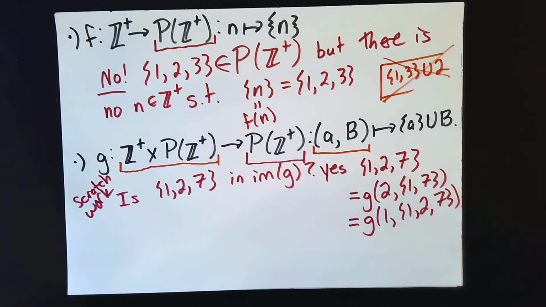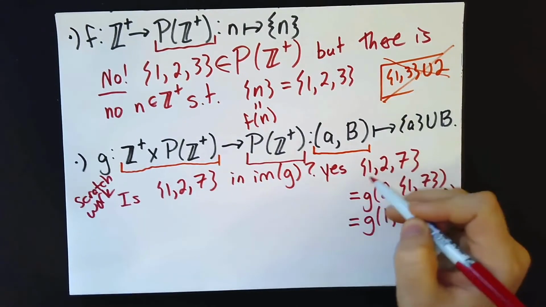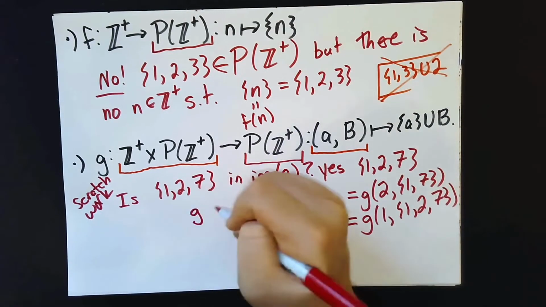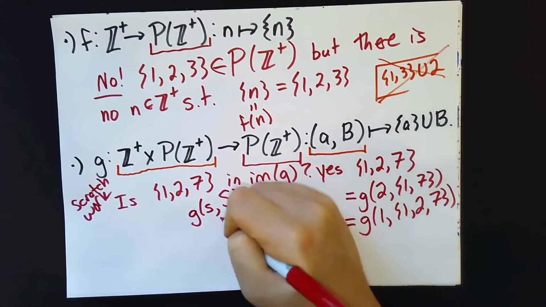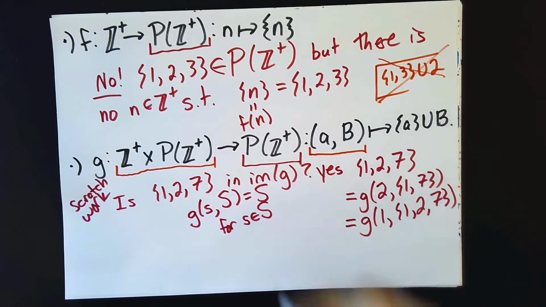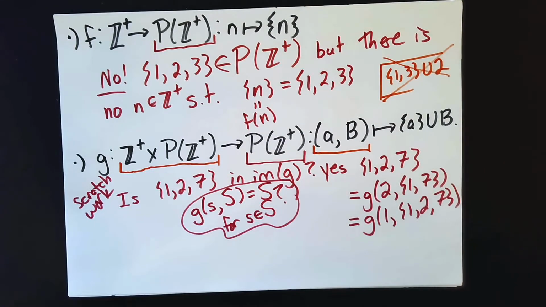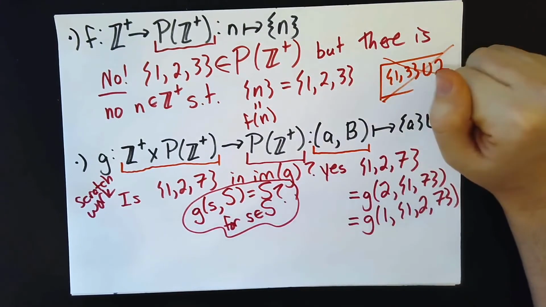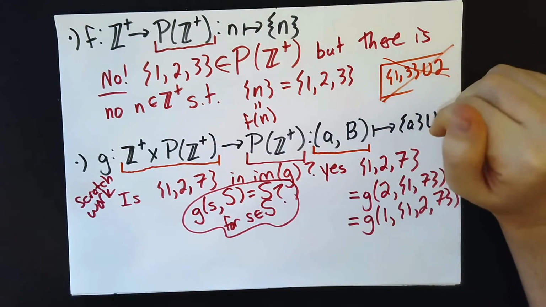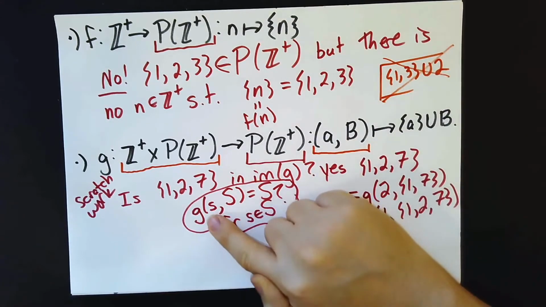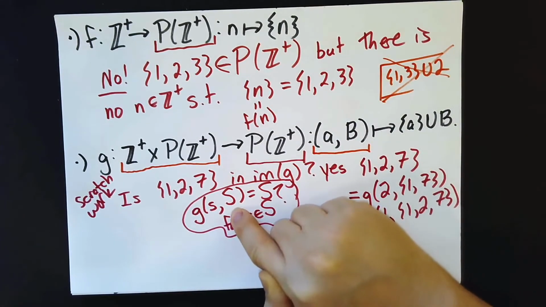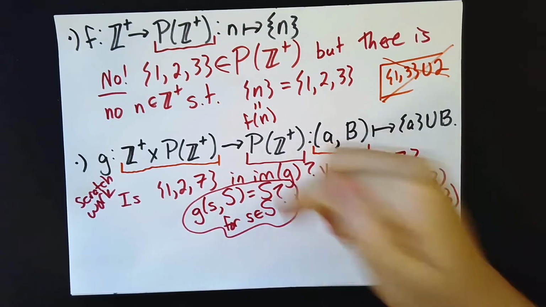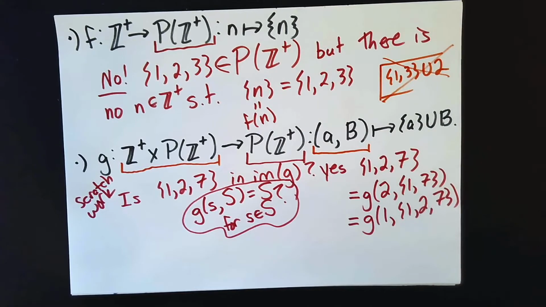So really, all I have to do in order to get out a particular set, if I think about it, is take an element of that set, comma, that set. Namely, if I want to show some set capital S is in the image of this function, all I have to do is choose an element little s that's in big S, and then take g of (little s, big S). And that will give me S. That will show me that S is in the image, and therefore the function's onto.